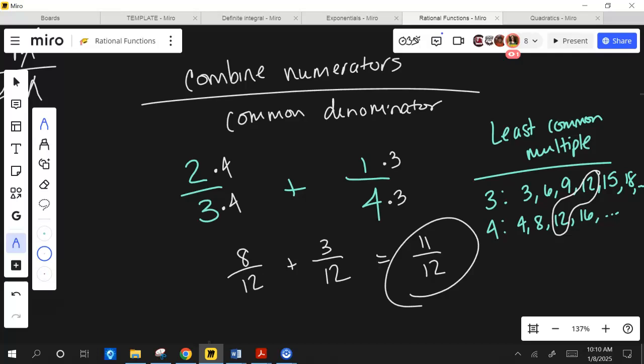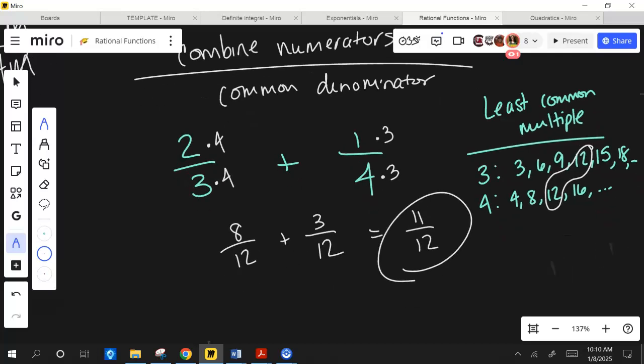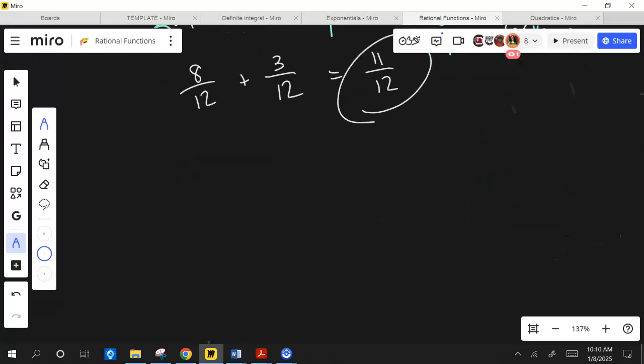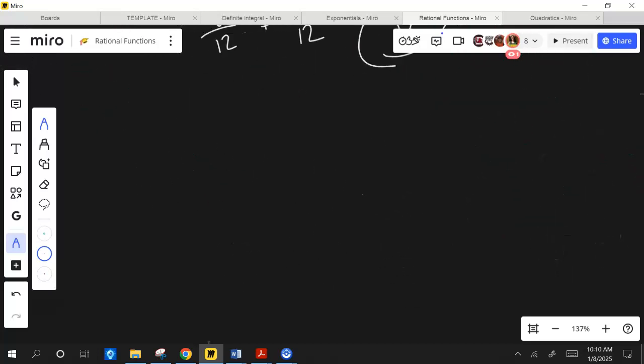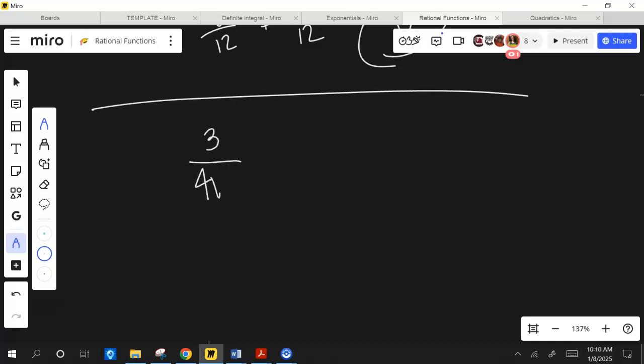Everybody knows how to do that, yes? What if I start throwing some variables in? For example, I'll start easy. What if I need to subtract those?